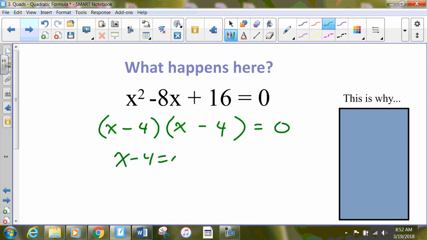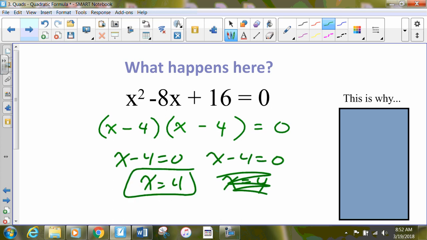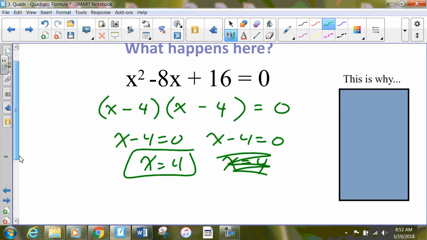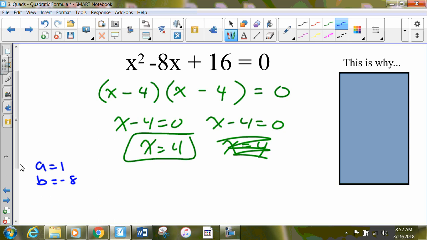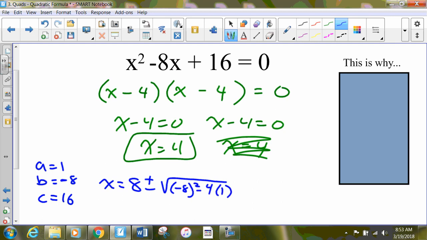So this is one of those ones where I set them up, and both of my answers are 4, which means I don't write my answer twice. x equals 4, which is strange, right? That's just one answer. Let's stop real quickly and do the quadratic formula so you can see you also get just one answer. a equals 1, b equals negative 8, c equals 16. x equals negative b. Oops, b is already negative, so negative negative 8 is 8, plus or minus square root b squared minus 4ac all over 2a.